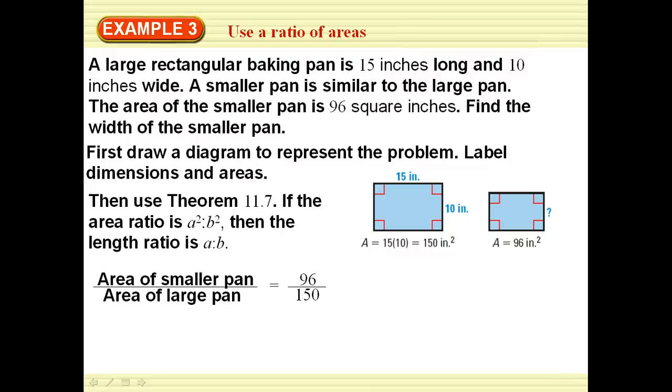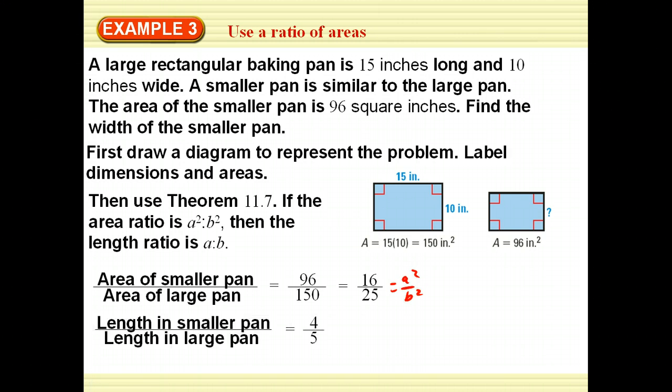Now I need to reduce that to get the common factor out of the way. It becomes 16 to 25. Remember though, this is a squared to b squared. If I want to know a to b, I'm going to need to square root both of those. So if I square root both sides, I get a to b is 4 to 5. Now I can set up a proportion to find my side length. 4 is to 5 as x is to 10, so x comes out to be 8.